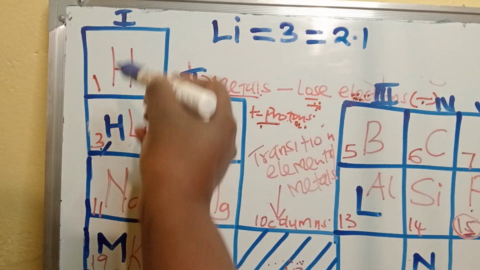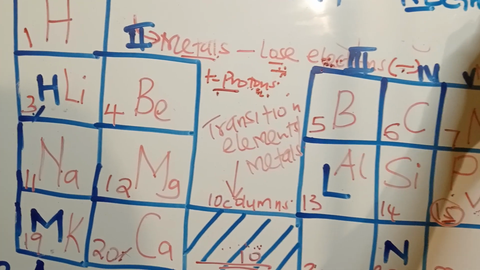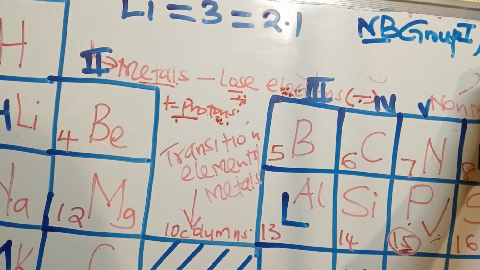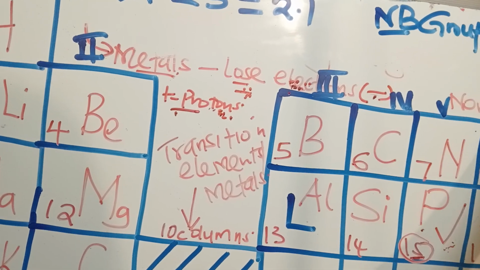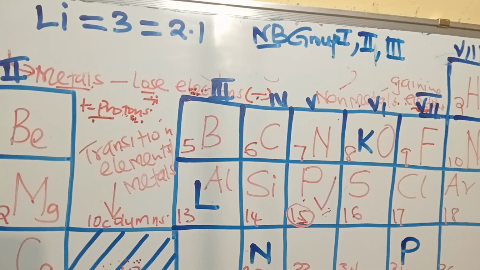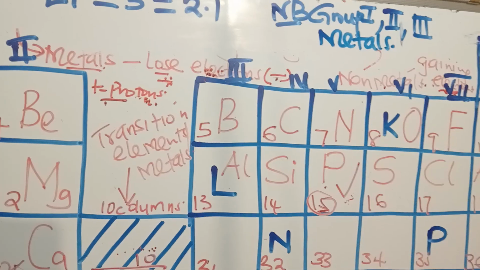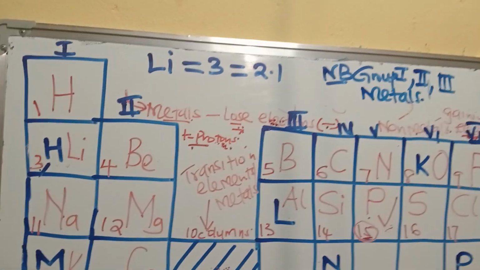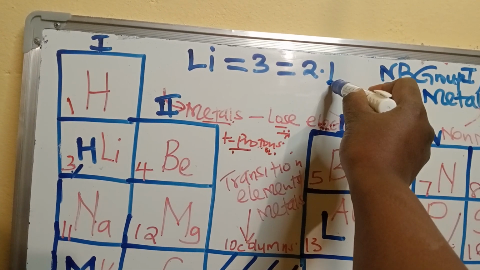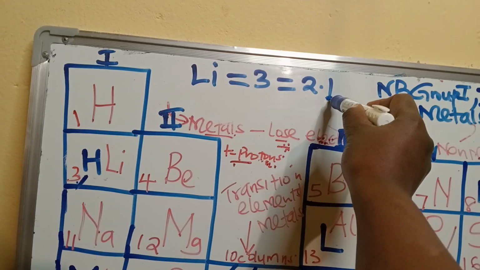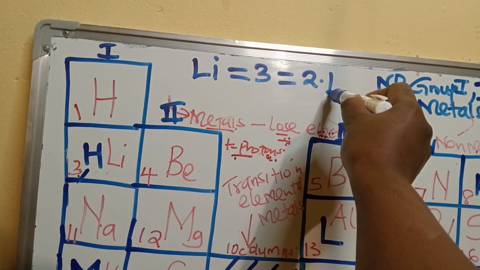And group 1, let me say this NB here. Elements of group 1, group 2, and group 3 are metals. So remember that. Lithium being in group 1, you know it is in group 1 by checking the number of electrons in the outermost energy level. Lithium having only 1 electron in the outermost energy level means it is in group 1.